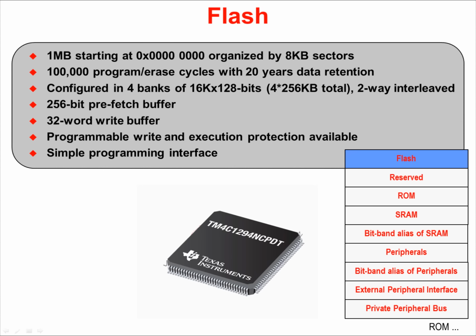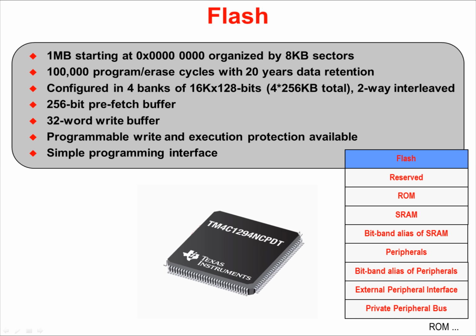Flash memory on this device is 1 megabyte in length starting at 0 and is organized into 8 kilobyte sectors. This memory allows 100,000 program or erase cycles with 20 years of data retention. It's organized into 4 banks of 16K by 128 bits, which are two-way interleaved for speed and reliability. Instructions are fetched through a 256-bit prefetch buffer to increase speed. Writes pass through a 32-word write buffer to reduce CPU overhead.